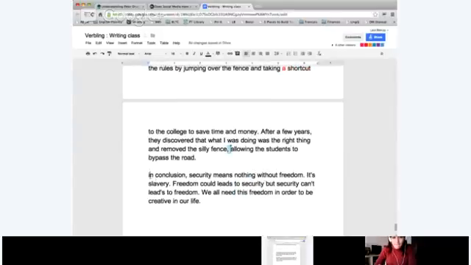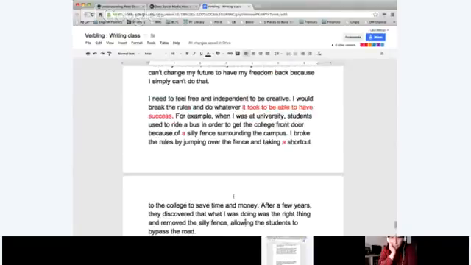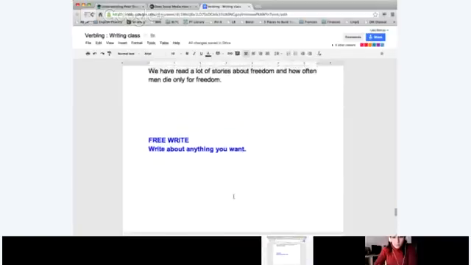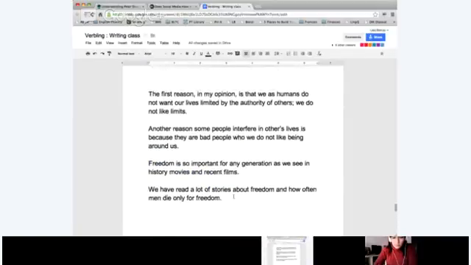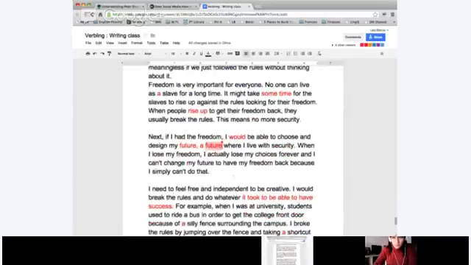In conclusion, security means nothing without freedom. It's slavery. Freedom could lead to security, but security can't lead to freedom. We all need this freedom in order to be creative in our life. Okay, good. What do you think of it? I think it's good. I think it's good.